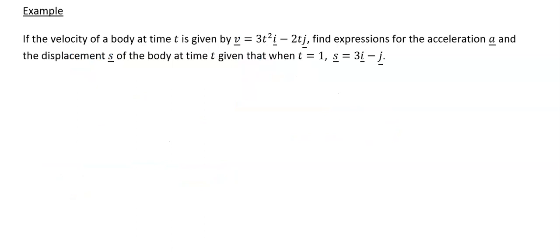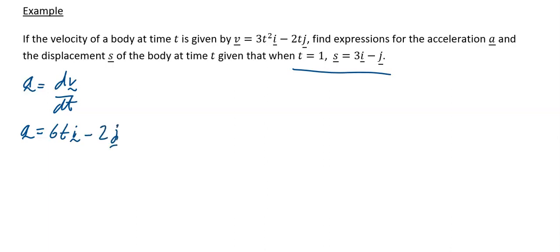Okay, last example says if the velocity of a body at time t is given by v is equal to 3t squared i minus 2t j, find expressions for the acceleration a and displacement s of the body at the time t, given that when t is equal to 1, s is equal to 3i minus j. To do the first bit to find acceleration, we don't need to worry about this condition at all, because your acceleration is just your dv by dt. So if you differentiate your velocity here with respect to t, you will get 6t times i minus 2 times j, and that's going to be meters per second squared.